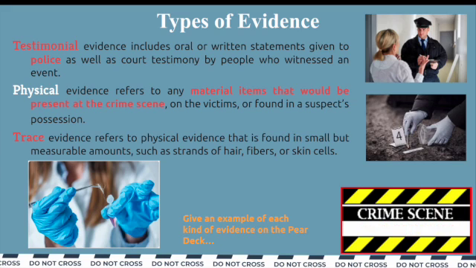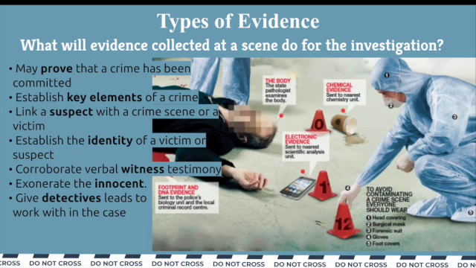So what can evidence at the crime scene give you? So first off, evidence can prove that a crime was actually committed as opposed to it being an accident. It can establish key elements of the crime, like when it happened, where it happened, who was there. It can link a suspect with a crime scene or with a victim. So that's important. If the evidence can make that connection between two people, that will oftentimes be really helpful for the investigators. Establishing identity of either the victim or the suspect.